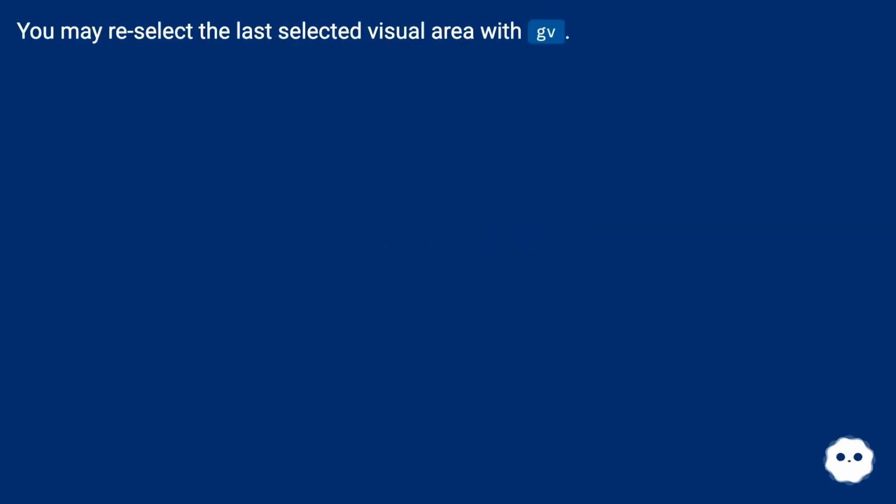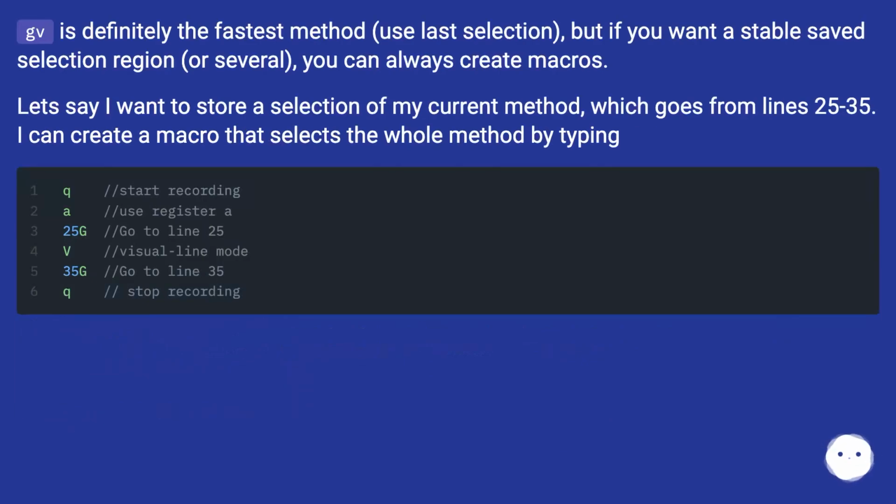You may reselect the last selected visual area with gv. gv is definitely the fastest method, use last selection, but if you want a stable saved selection region, or several, you can always create macros.